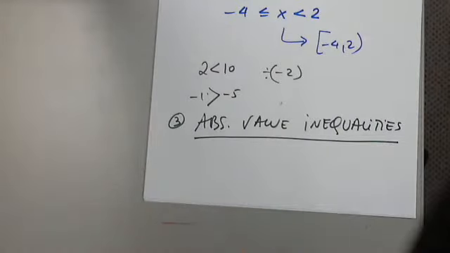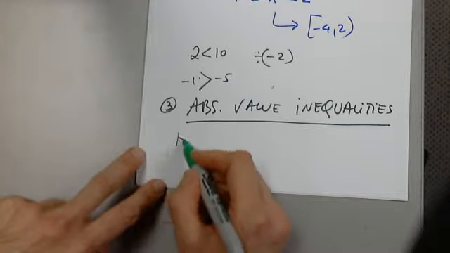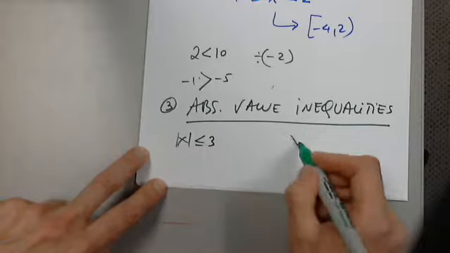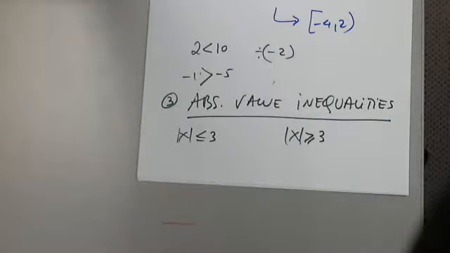Absolute value inequalities. And they are of 2 types. And I am going to present a very simple example, and then we'll move on from there.